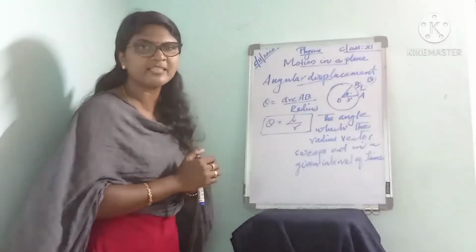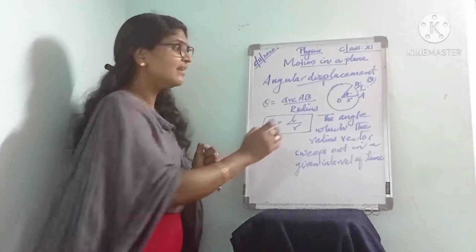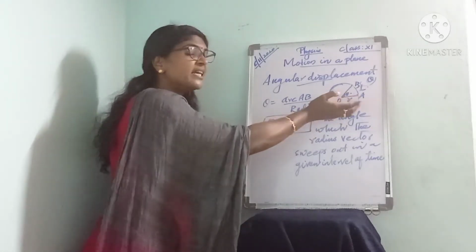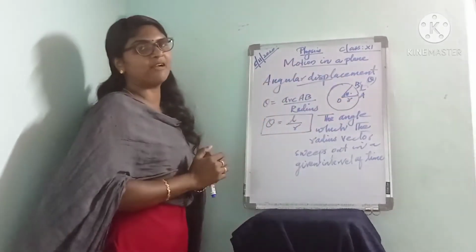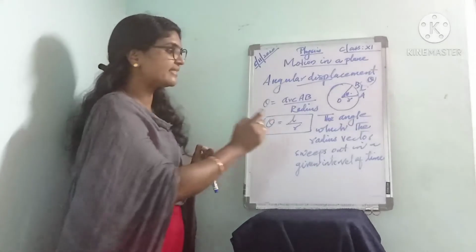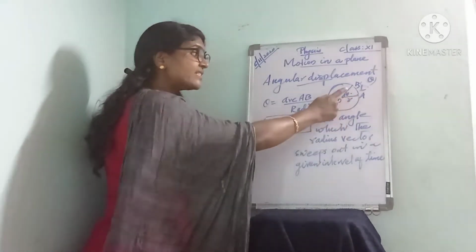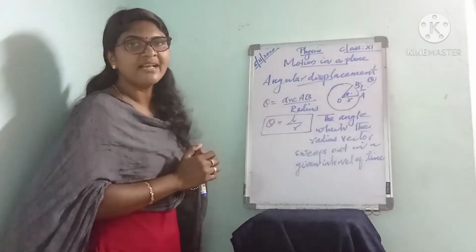What is angular displacement? It is the angle which the radius vector sweeps out in a given interval of time. Listen to it.